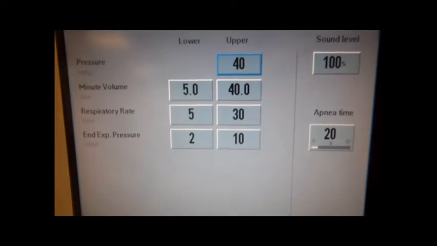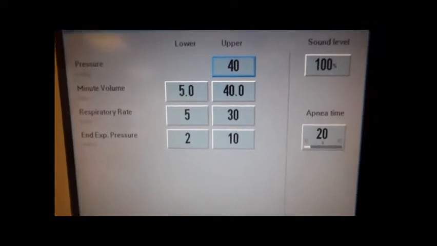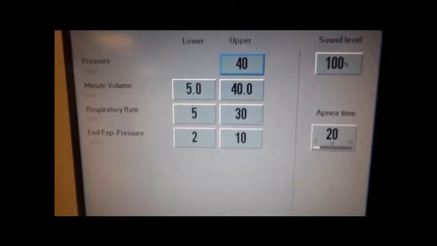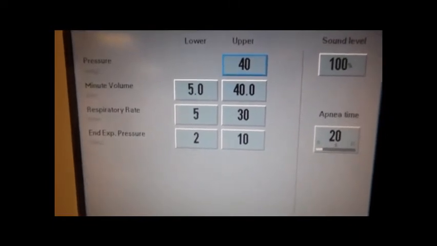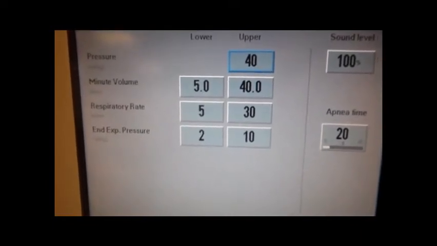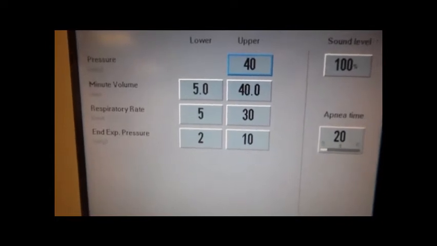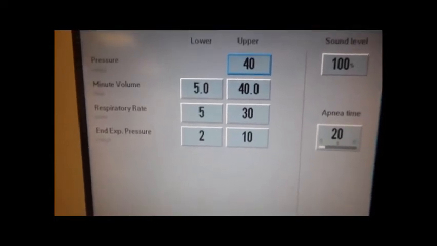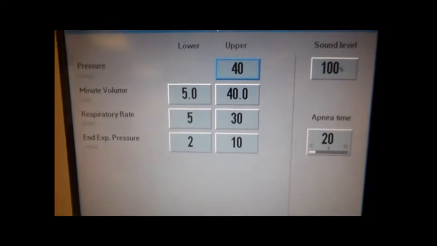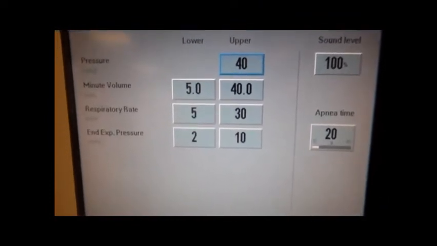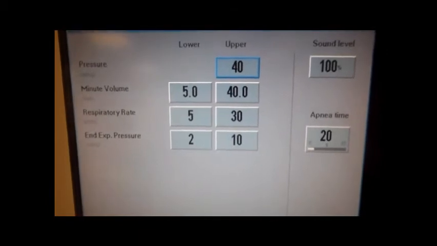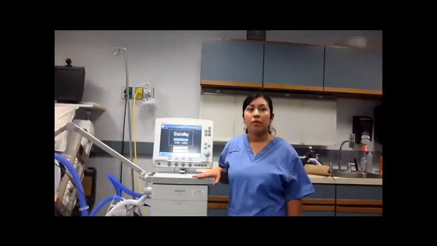Your high respiratory rate should be no more than 35 breaths per minute. Your low respiratory rate should be 2 to 3 breaths per minute less than the spontaneous rate. Your high and low PEEP should be 2 above or below the set PEEP. And your minute ventilation should be 1 to 1.5 above or below the spontaneous minute ventilation.